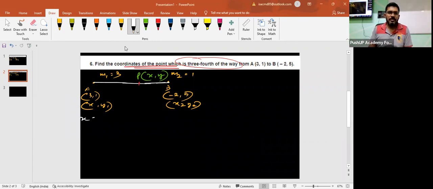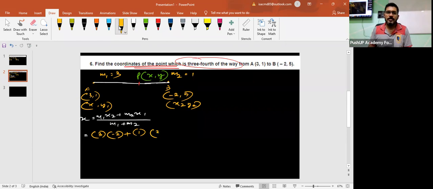So let's find the x coordinate of P. That would be (M1x2 plus M2x1) whole divided by (M1 plus M2). Now M1 is what? 3, into x2, which is minus 2, plus M2, which is 1, into x1, which is 3, isn't it? Why? 3/4, right? That is what I was explaining. 3/4 means the total distance is 4 units, out of which you have taken away AP with 3 units. So how much will be the balance, Anuki? PB, 1 unit. Okay. Divided by M1 plus M2.